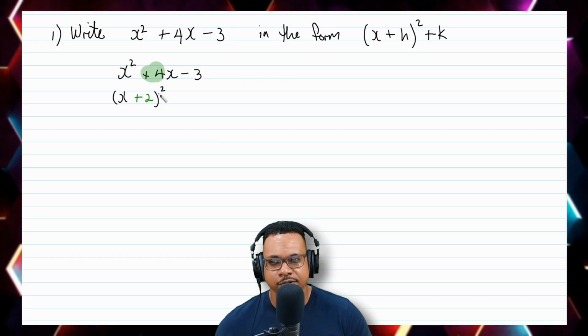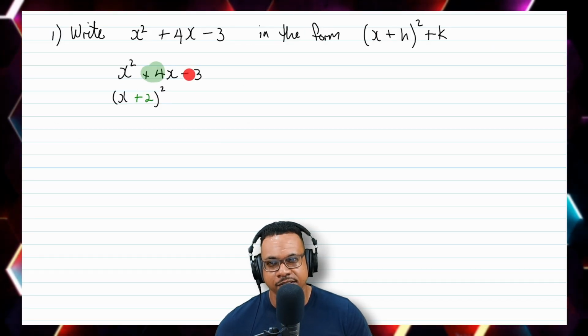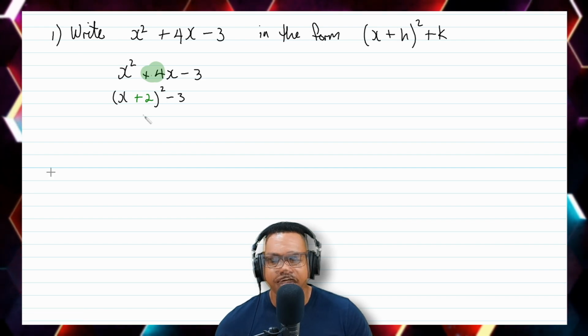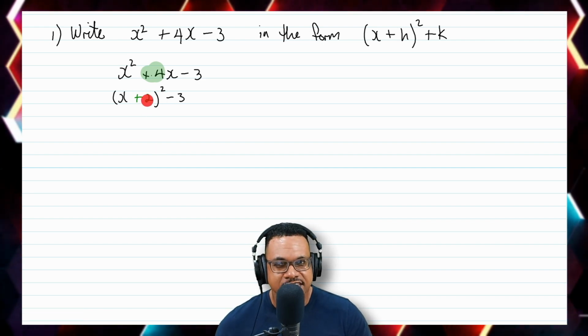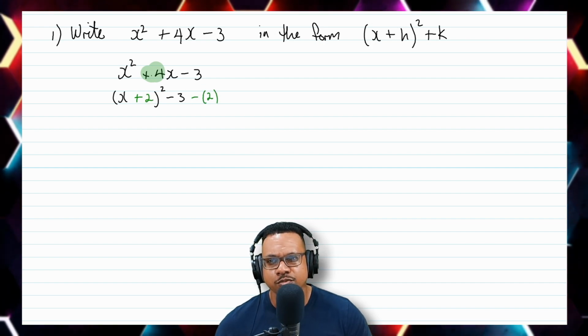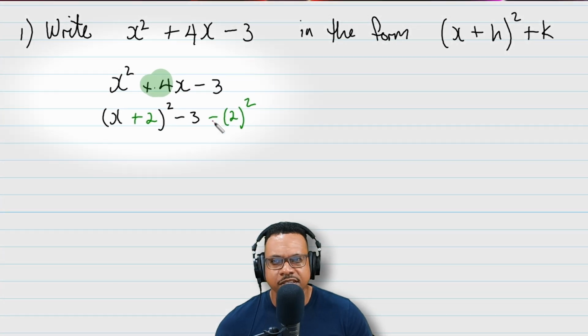So now I have my brackets for the perfect square. I'll write back the negative 3, like this. And now I'll always take away this number here squared. So I'm going to take away that 2 squared. Now notice I put the negative sign outside the brackets because this will always be negative. And whatever number this is, I will simply square it.